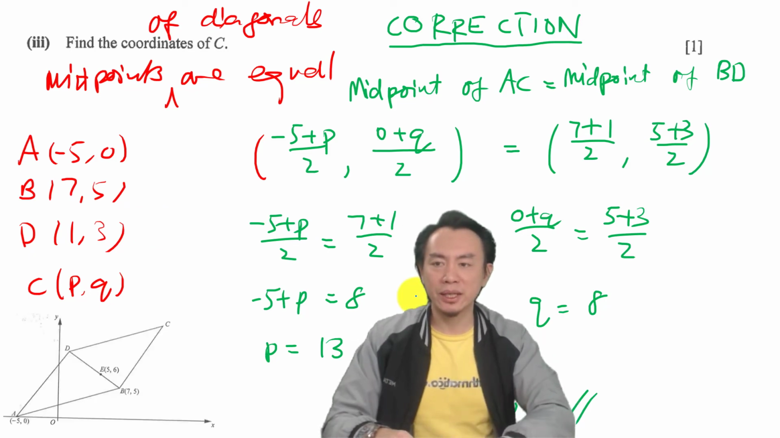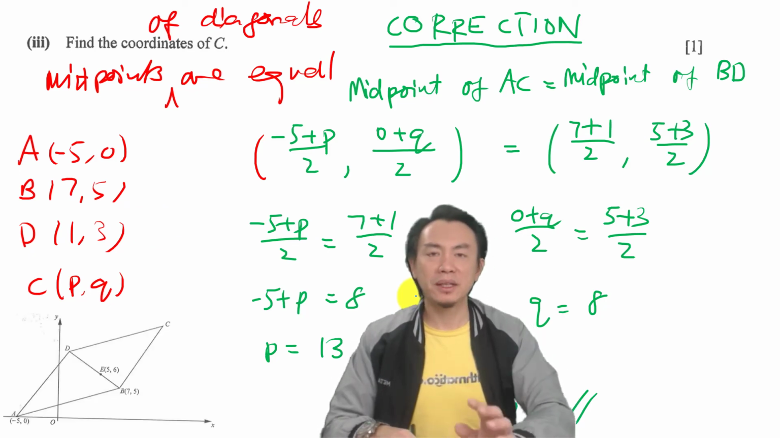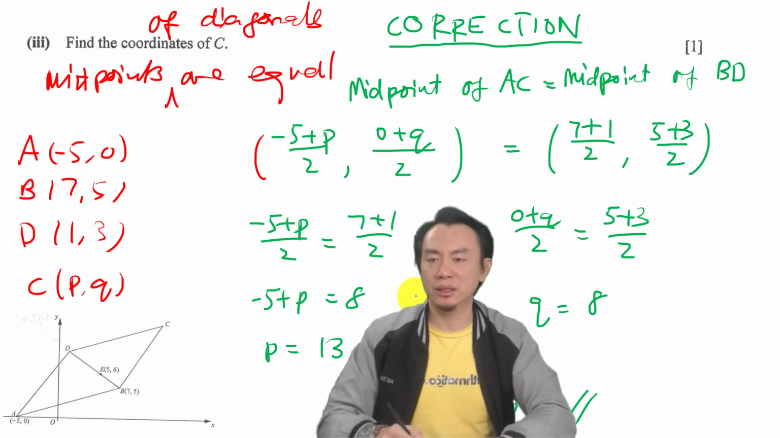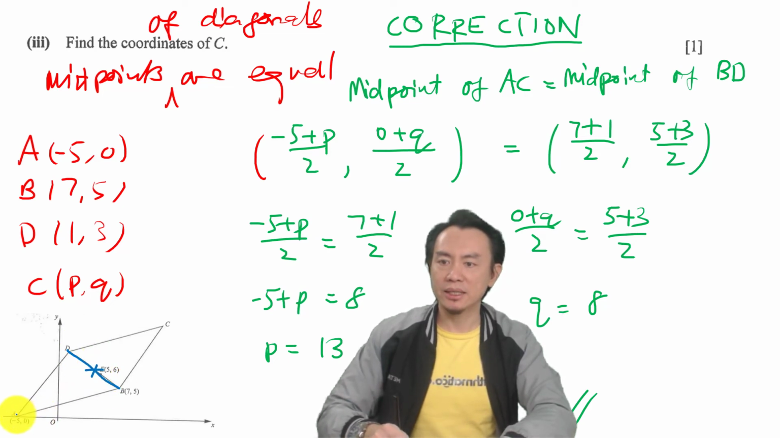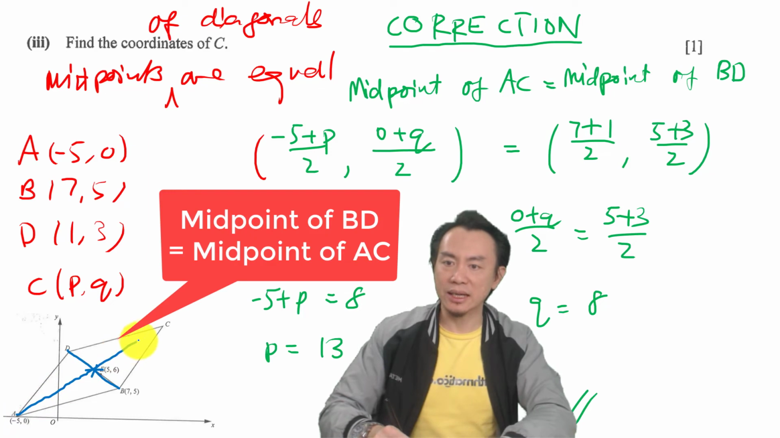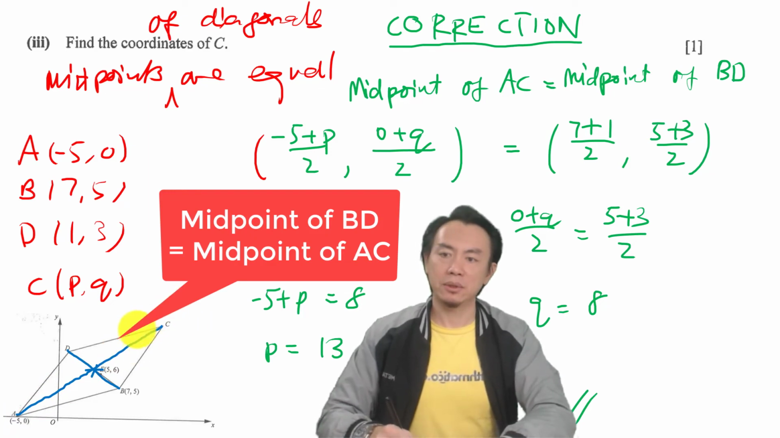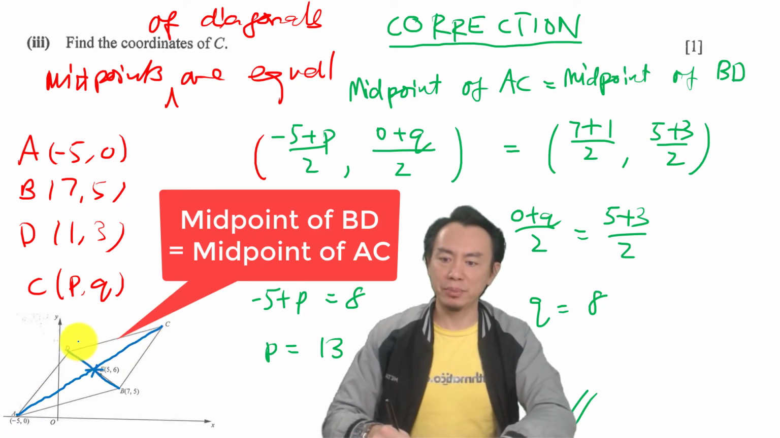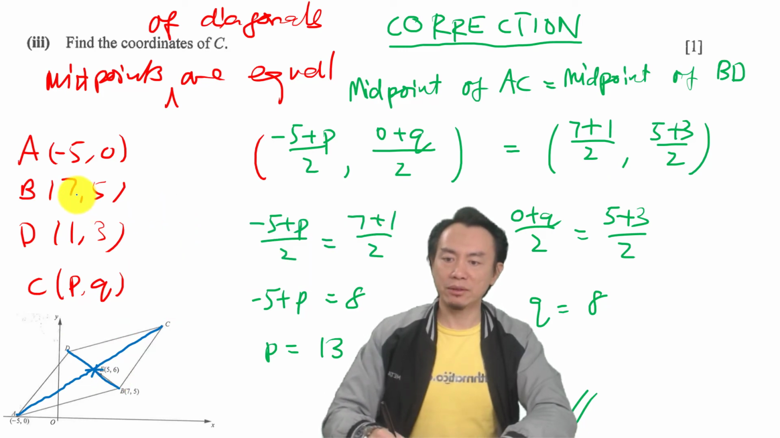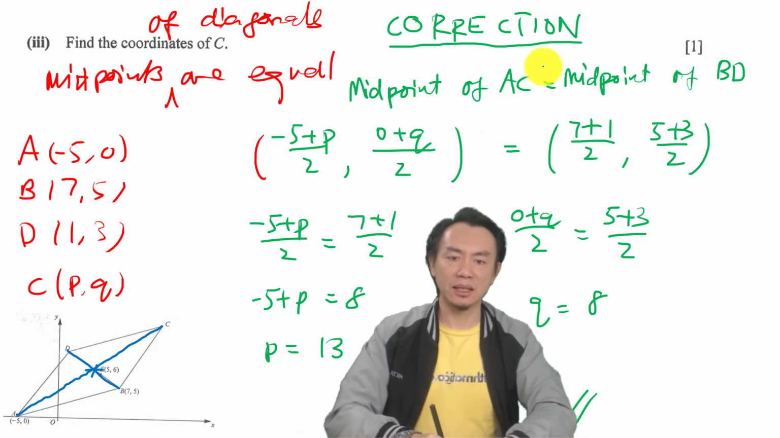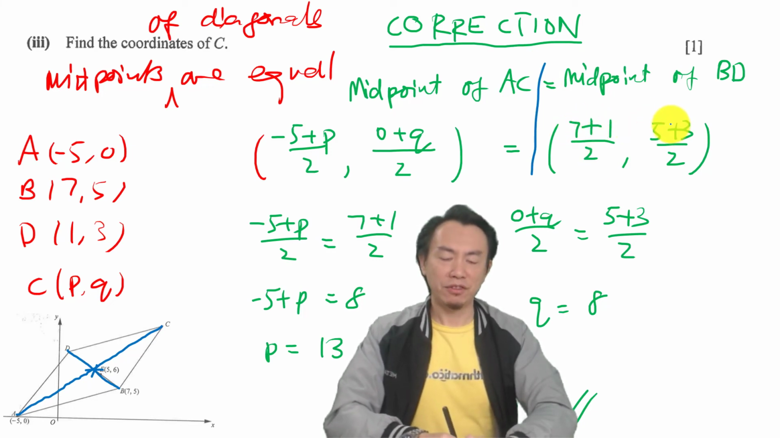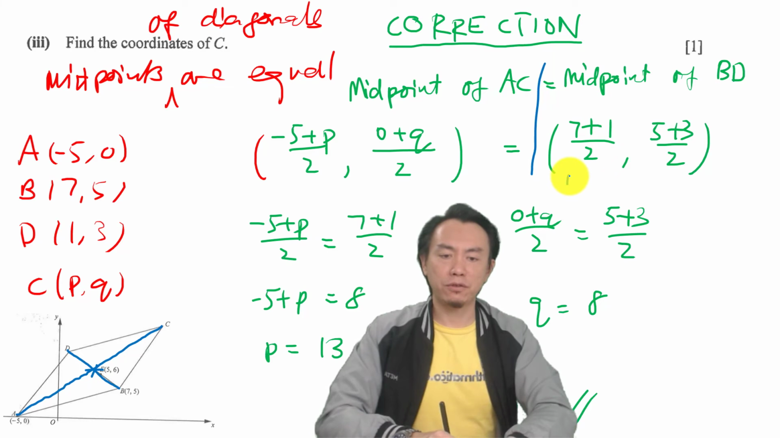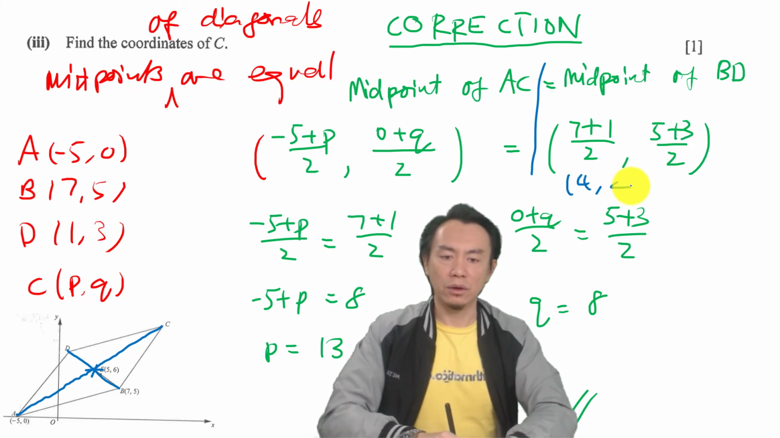The concept that we use here to find the coordinates of C is that the 2 diagonals have a common midpoint. What this means is you have the line BD here. It's got a midpoint. The line AC also has a midpoint. It's the exact same thing. So we can find the midpoint of BD, which is (7, 1) and (5, 3). So you can see I did it here, midpoint of BD. 7 plus 1 divided by 2, and 5 plus 3 divided by 2. And so that's 4 and 4.